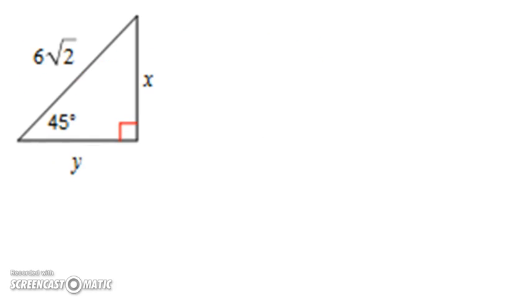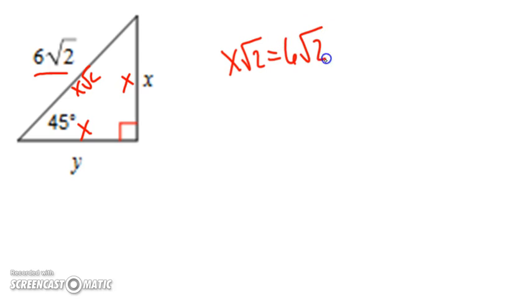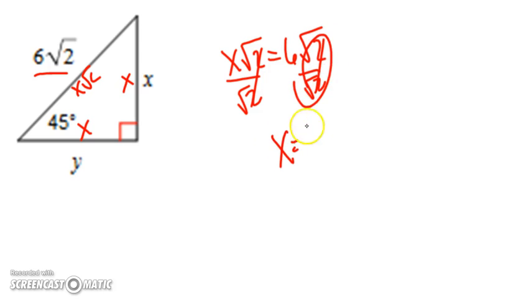Then one more type of example is now we have x radical 2, x, and x. Again, we're given the hypotenuse this time. So we know that x radical 2 equals 6 radical 2. To get x by itself, divide by that radical 2. Now, because these cancel out here, we're left with just 6, which means that x equals 6, and our other leg must equal 6 as well.